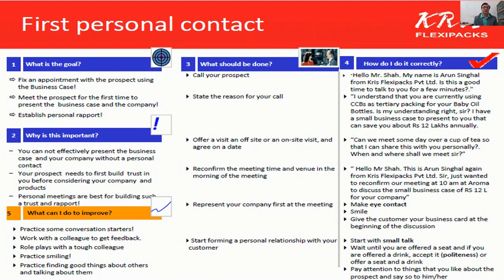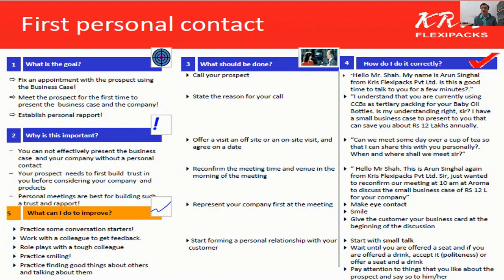The sales process will not move forward effectively without some kind of relationship. So you need to build the first round of personal relationship, and a personal meeting or a call is the best way to build trust and rapport. The purpose of this step is to fix an appointment with the prospect using the business case, and meet the prospect either in person or in a video call, or in the worst case an audio call, and establish a personal rapport.